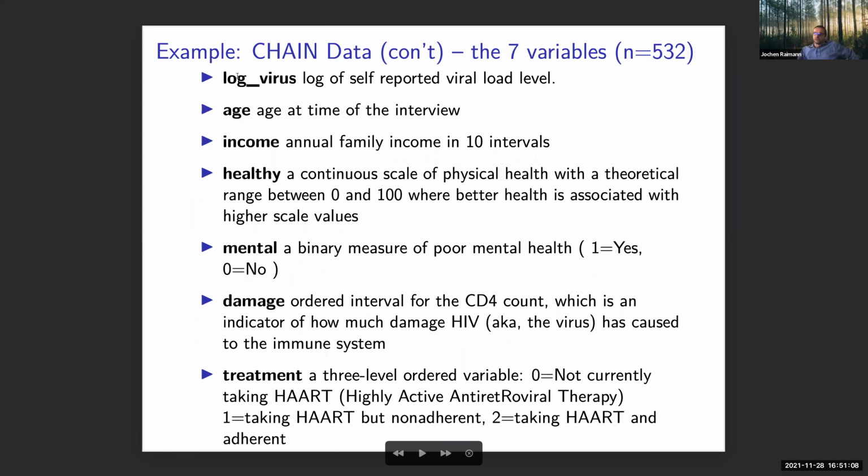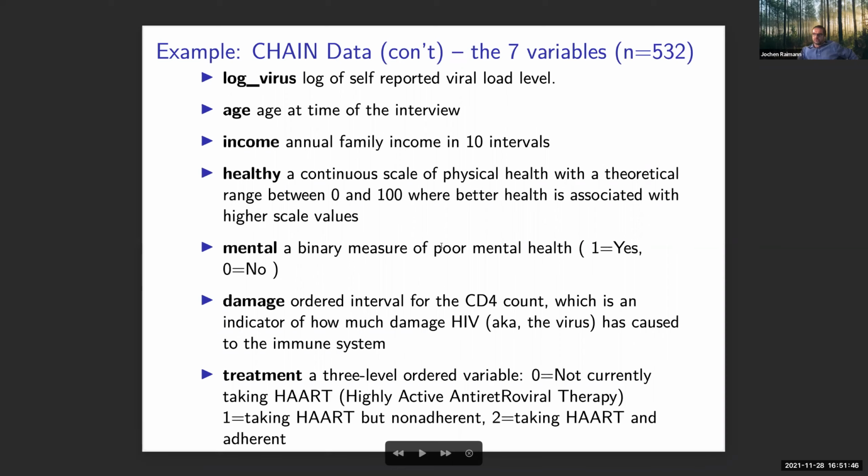The variables we have are the log viral load, which is essentially a reflection of the activity of the virus in the body. Age is the age of the patient. Income is the annual family income. Health is continuous physical health. That's usually a self-reported marker. I did not read the study design of the study, no apologies for that, but I assume it's something like the SF-36 that allows to quantify physical health using general questions that provide insight into the self-reported physical health of the patient.